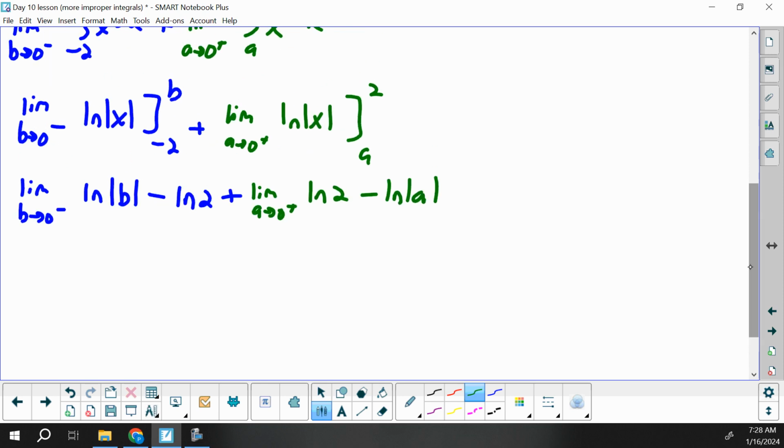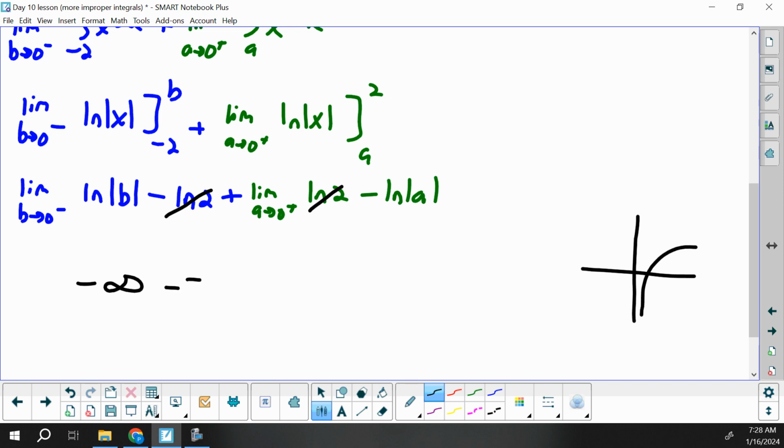Well, the minus natural log of 2 and the positive natural log of 2 will end up wiping out. Here's our graph, roughly, of natural log. So b numbers are actually negative, but because we're taking the absolute value, they'll be positive. So essentially, we're just heading towards 0 from the right for this blue limit for the natural log. So that's going to go down to negative infinity. These wiped out, and as a approaches 0, that's going to go to negative infinity as well. So we'll have minus a negative infinity.